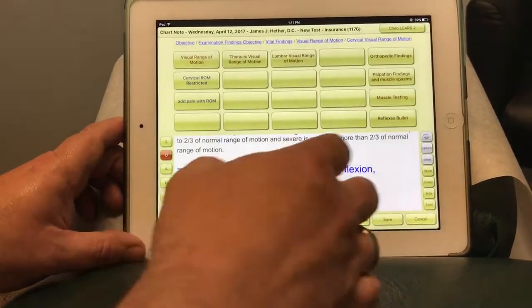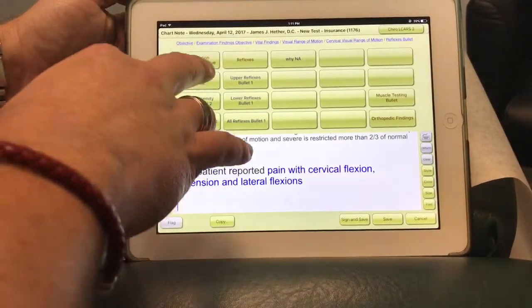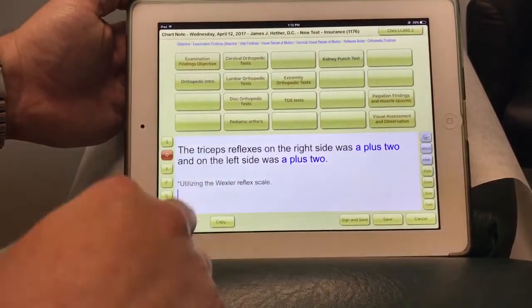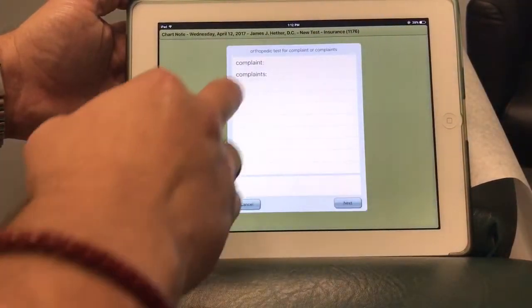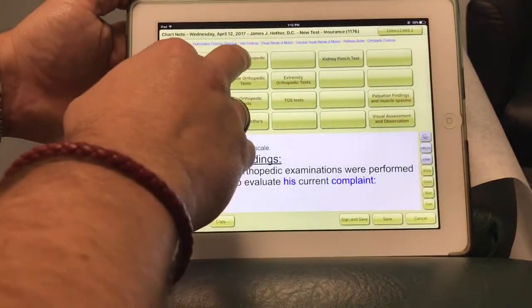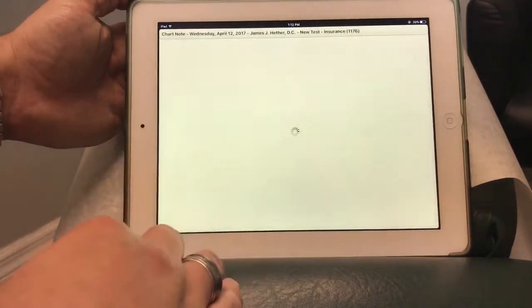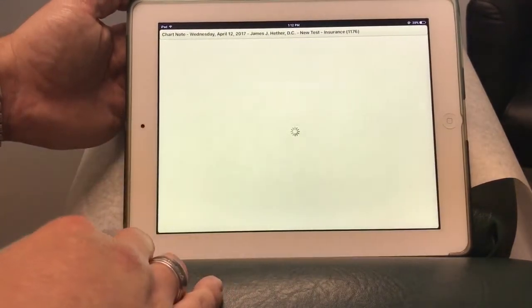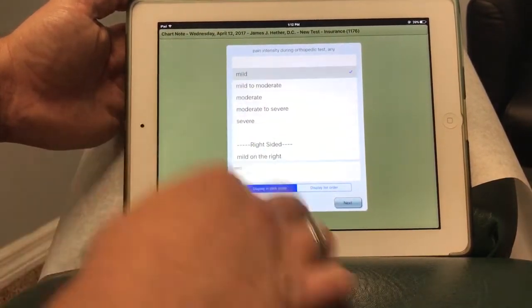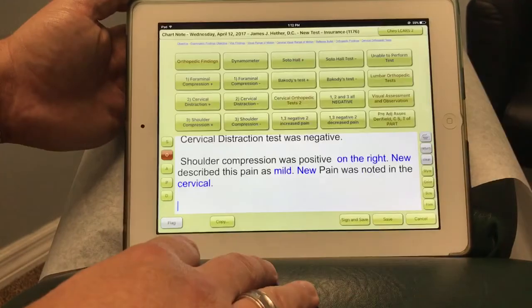Very good. From there, we go under the reflexes. We can say that the reflexes were all normal for the upper extremities, and from there, we go right over to orthopedics. We introduce the orthopedics, and we say that the person has one complaint, and then we're assessing the cervical spine. Foramen compression was negative, cervical distraction was negative, but when we did the shoulder depressor, it was positive on the right, and this pain was mild. We can say it was mild and it was located in the middle of the neck.